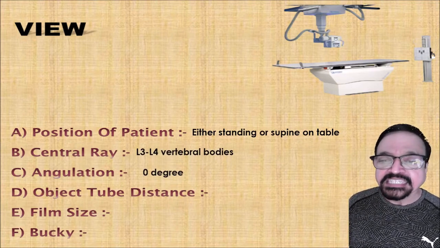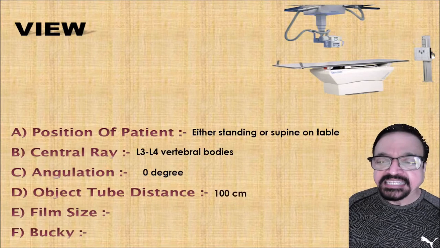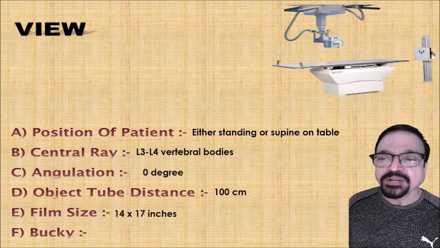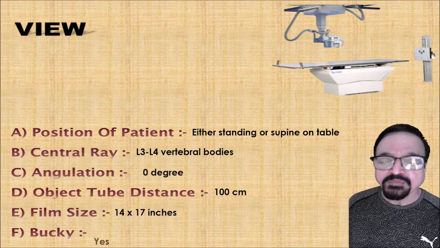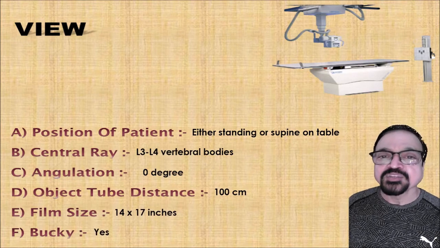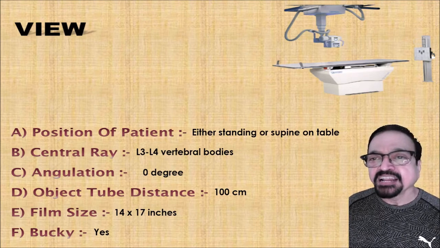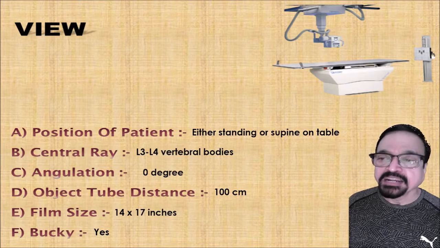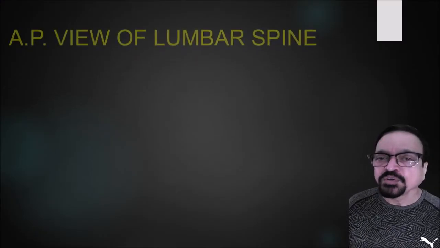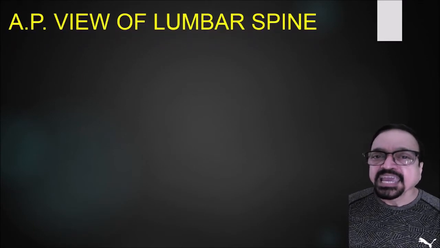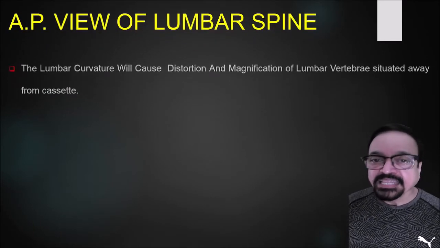The angulation is 0 degrees, the distance is 100 centimeters, the film size is 14 by 17, that is the maximum size of film we are using, and Bucky is always required. Bucky is required if you are dealing with CR or a conventional system, which is still practiced at certain places. But if it's a DR, then there is no question of Bucky. It's a direct imaging plate you are using. Now, AP view of the lumbar spine.